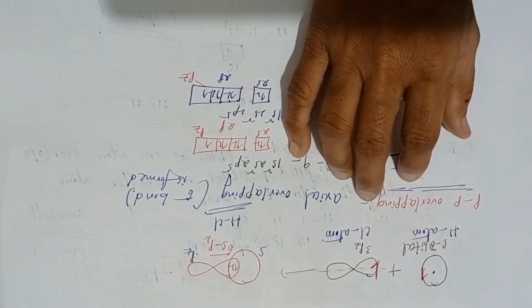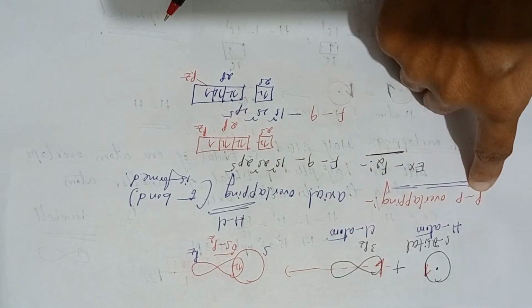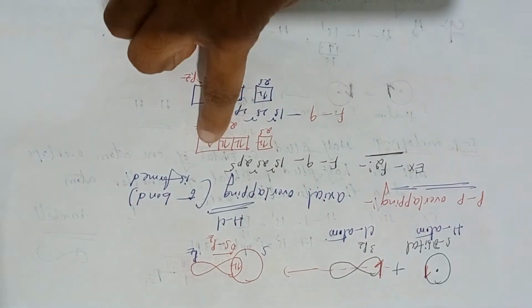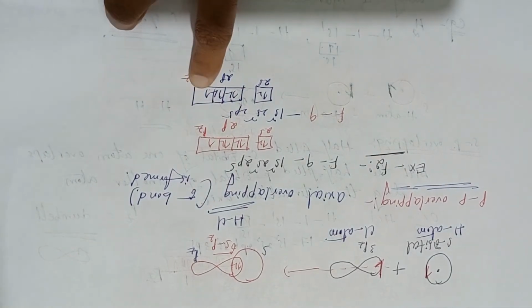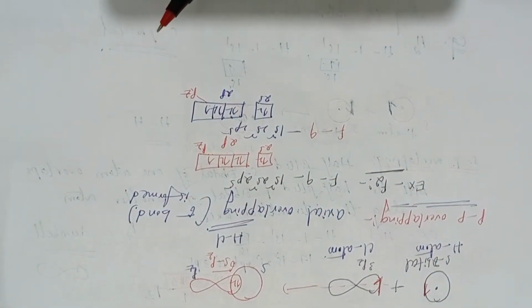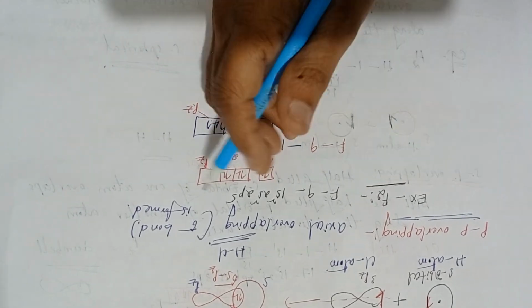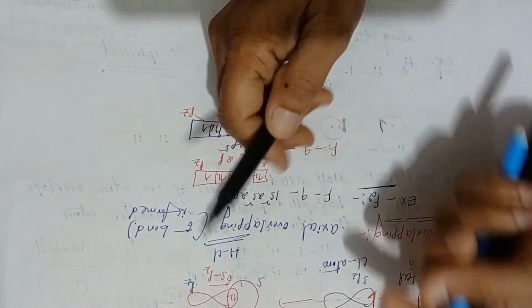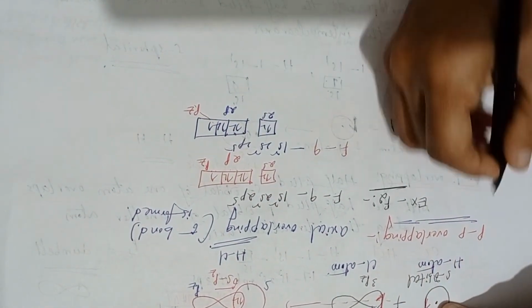What is the definition of pp overlapping? Half filled p orbital of one atom, this is the half filled p orbital of a fluorine atom, overlaps with the half filled p orbital of another fluorine atom along the internuclear axis. Are you clear? So that is nothing but pp overlapping, students. What is the definition of pp overlapping, students?